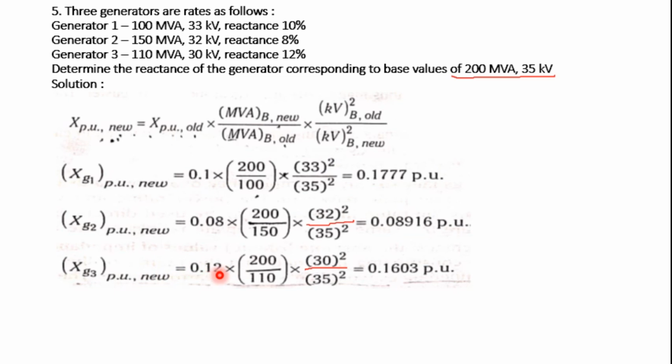For generator 3, the old value is 12 percent, so we will get 0.12. The new MVA value is 200 divided by the old value 110. The old voltage is 30 kV and the new value is 35, squared. So you will get 0.1603. You can remember here that the MVA new remains the same for the entire numerical. Here the voltage is also the same, but in subsequent numericals this will not remain the same. So this is the simplest numerical on changing to new base values.